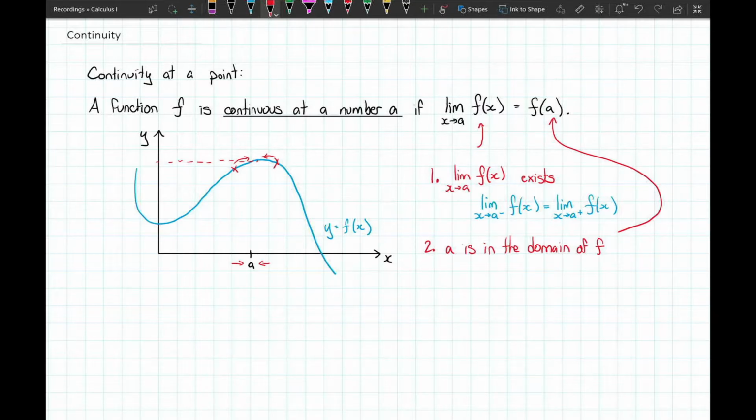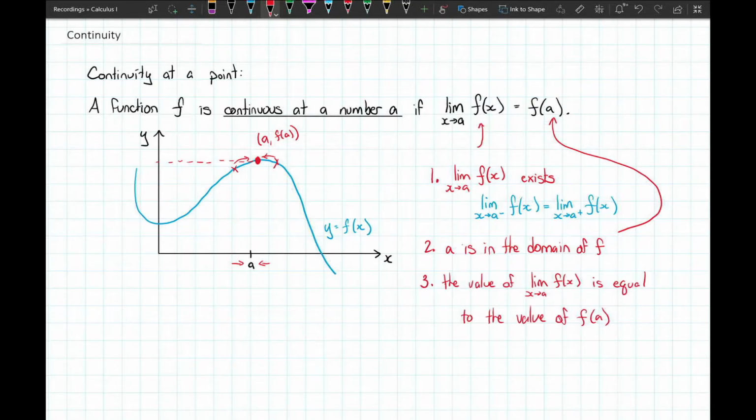Now, the second implication, f of a. a is in the domain of f. So you can see that also means I have a point right here that exists at the coordinates a comma f of a. Really the equation puts those two implications together and says that the value of the limit is equal to the value of f of a. And that is the third implication here. Putting all these together, that's what makes a function continuous.